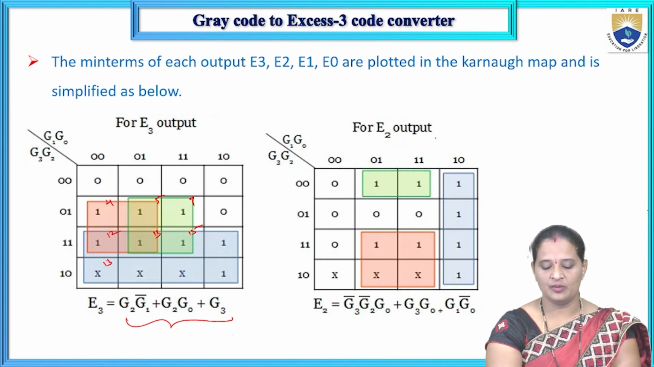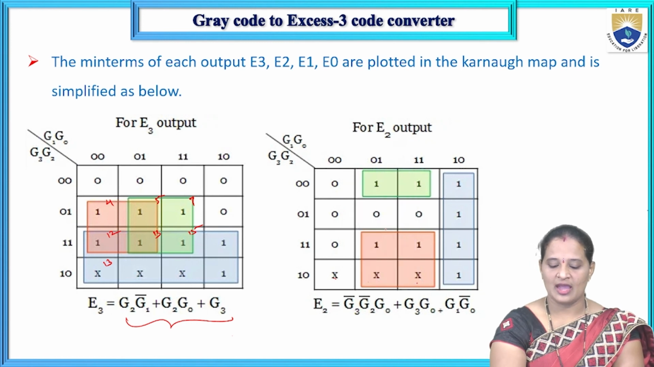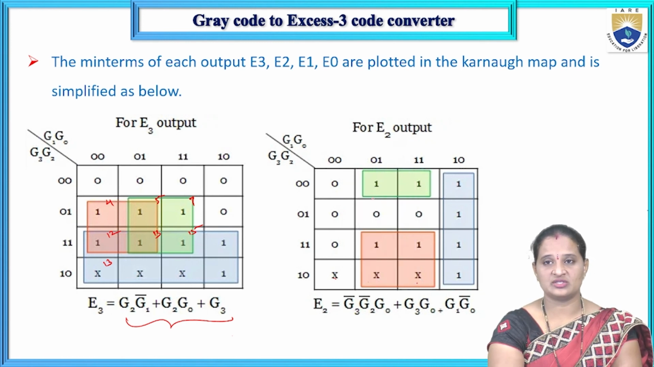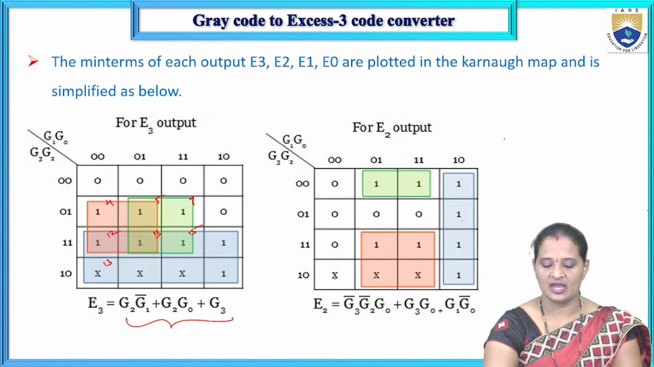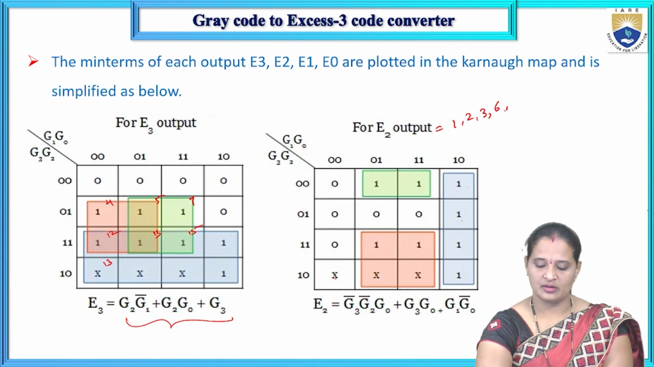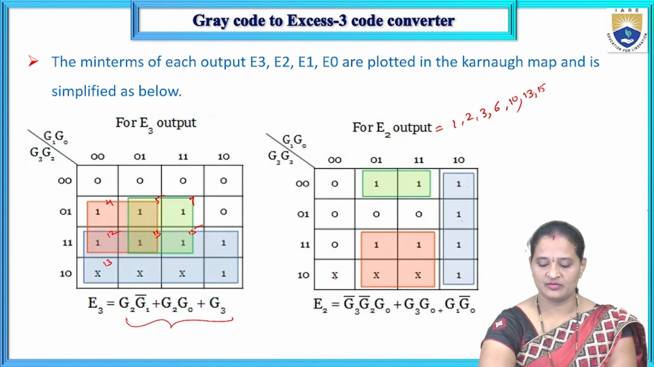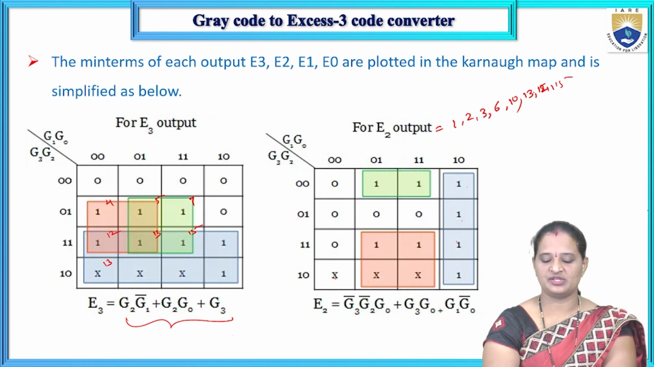And coming to E2, by considering 8, 9, 11 as don't cares, for the remaining combinations, the function output is becoming 1. That is 1, 2, 3. Next, this is 6. So E2 is becoming 1 for 1, 2, 3, 6. Next, 10. And then this is 13, 15, 14, 15. So for these combinations, it is becoming 1.